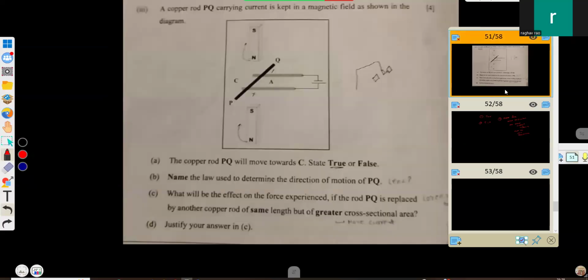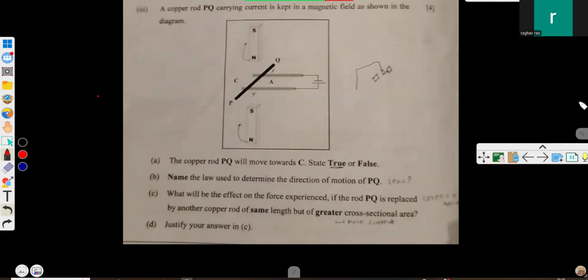Then comes a copper rod carrying current kept in a magnetic field as shown. The copper rod will move towards C. Yes, it will move. We have to use Fleming's left hand rule for this. The current is passing from positive to negative, like this. Please place your middle finger like that. And the forefinger should be directed from North Pole to South Pole. Then you will see, yes, it will be moving in this direction.